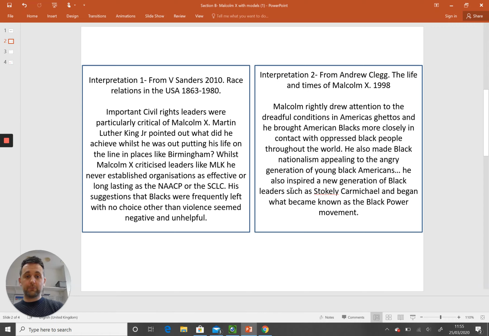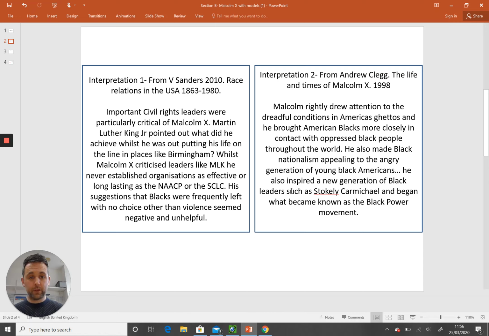So if we look at interpretation 2 now, Malcolm rightly drew attention to the dreadful conditions in American ghettos, and he brought American blacks more closely in contact with oppressed black people throughout the world. He also made black nationalism appealing to the younger generation of young black Americans. He also inspired a new generation of black leaders such as Stokely Carmichael and began what was known as the Black Power movement. Way more positive, right?